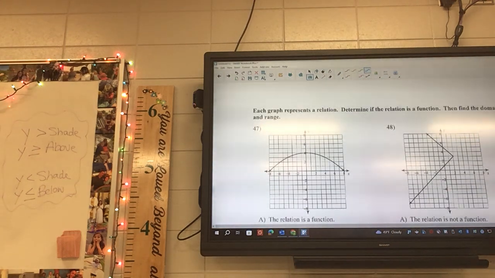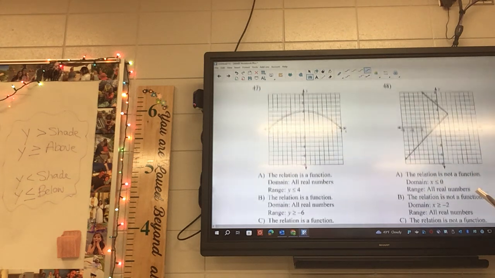Is this a function? For starters, is it a function? Yes. So can we eliminate anything? No, none of them say it's not a function. Okay, the domain. We read it from left to right. From what to what? It goes from negative infinity to positive infinity. So that means all real numbers.